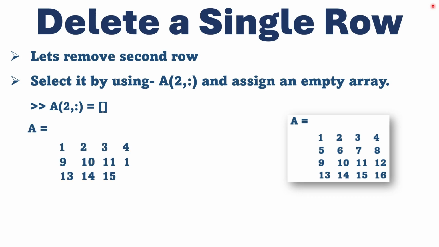Okay, so here you're going to get the results. What I have done is I have deleted the second row. If you see at the right side of the image, this is the original matrix. After doing the operation, deleting the second row, you can see the 5, 6, 7, 8 has been deleted here. And this is how you can delete a single row.